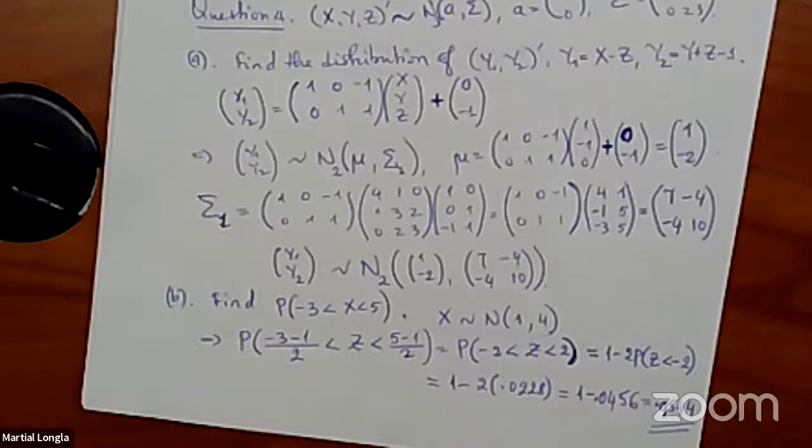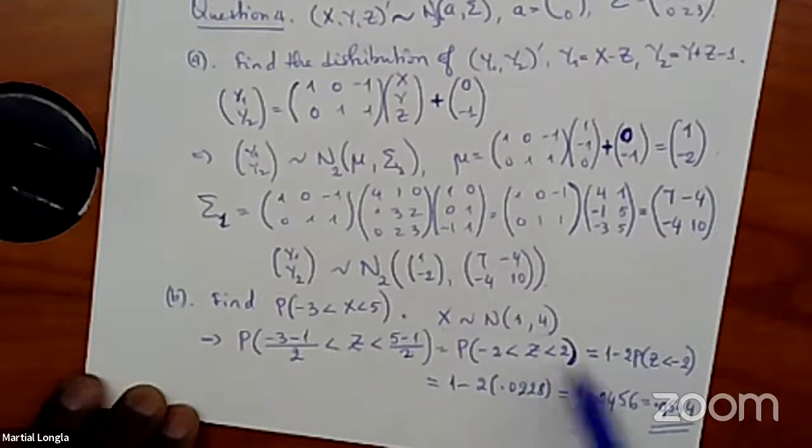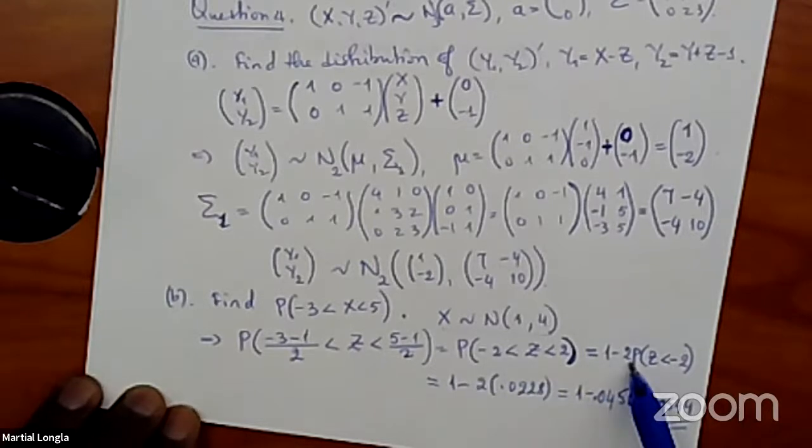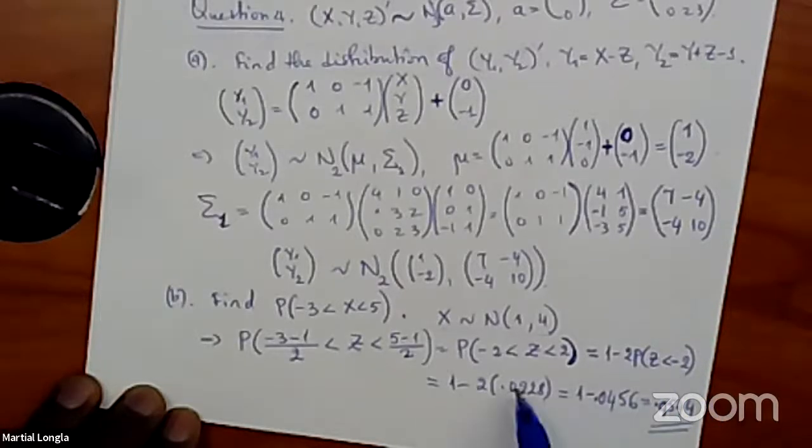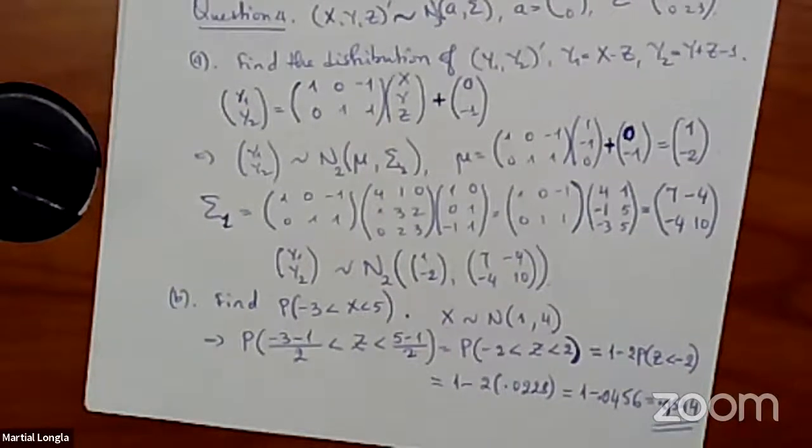You don't need a calculator for that, right? And so this is 1 minus 2 times the probability that Z is less than -2. And that number in your table is the same as the probability that Z is larger than 2. It's 0.0228. 1 minus 2 times that gives you the answer, which is 0.95.